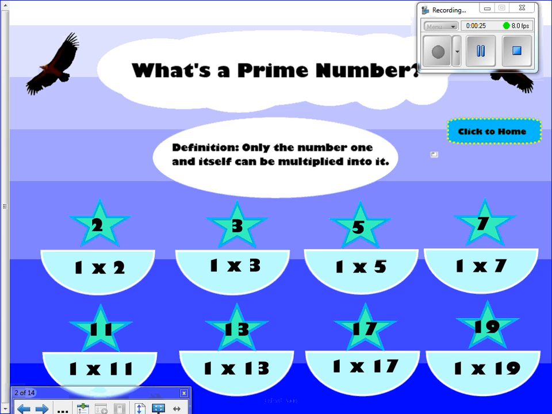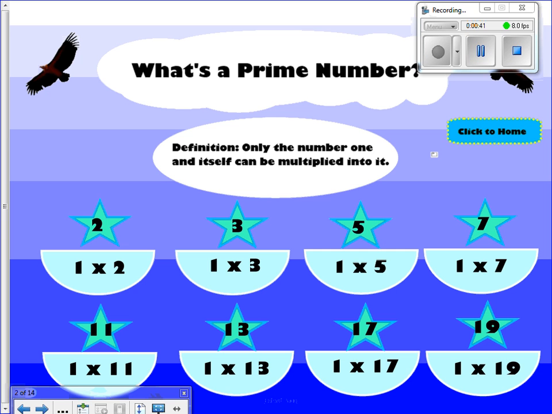2, what are all the numbers? How do you get the 2? 1 times 2 equals 2. Are there any other numbers that you can multiply to get 2? The definition: only the number 1 and itself can be multiplied into it. These are all prime. Number 3, 1 times 3 equals 3. Can anything else go into 3?